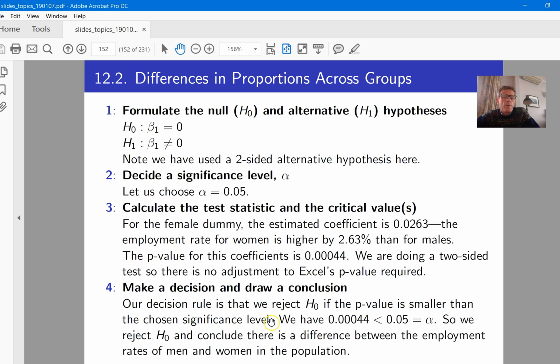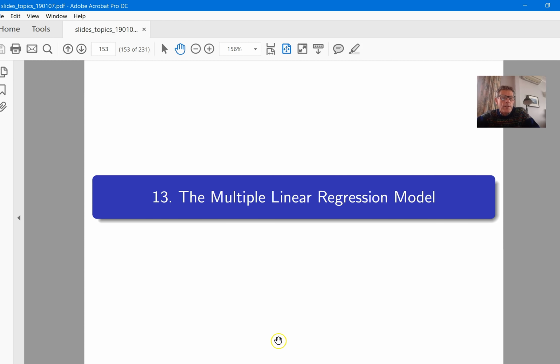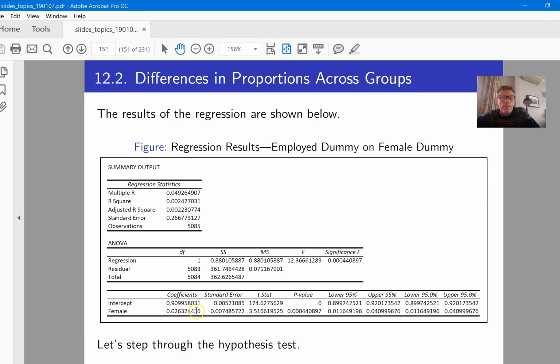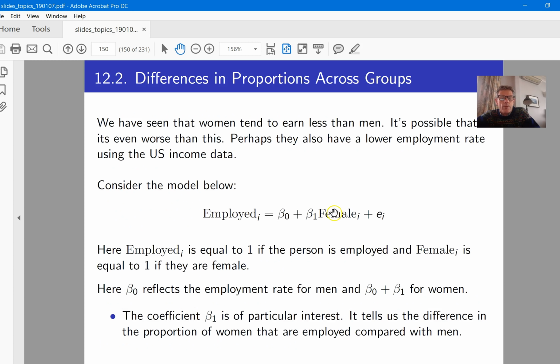So I come to the conclusion that there is a difference between the employment rates of men and women in this population. That result in the sample, which was not 0, is not just a fluke; it was a statistically significant result. Okay, so that's the second kind of thing that we can look at. Difference in means in the first half, and now difference in proportions. The only difference between those is that you use the same Excel output, but you just define your X and Y variables differently in each case, and there'll be more of those to come over the next videos. Thanks.